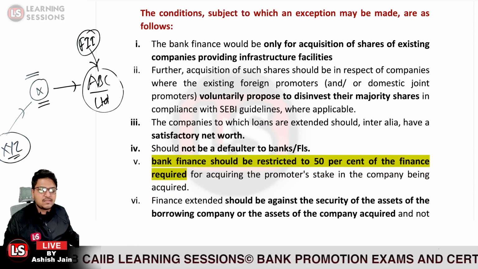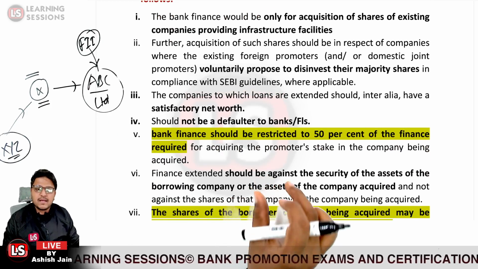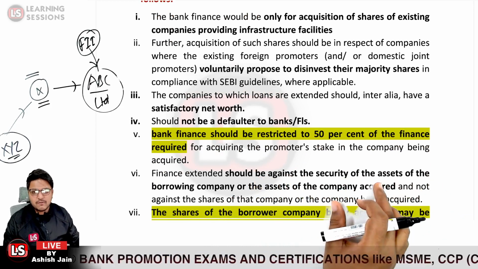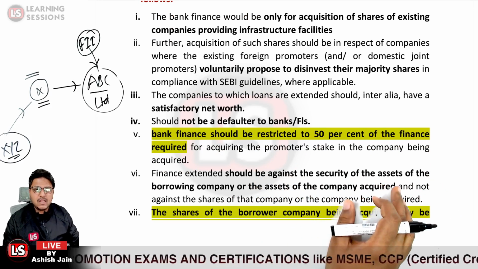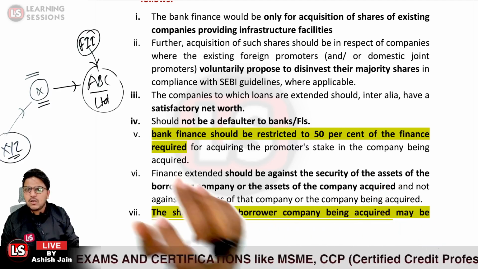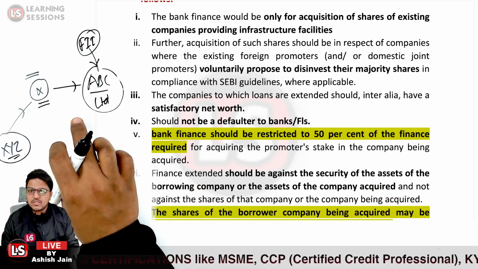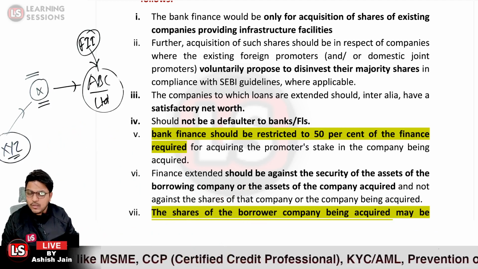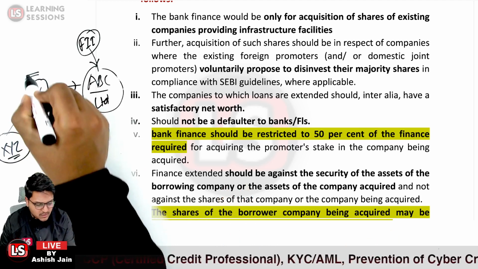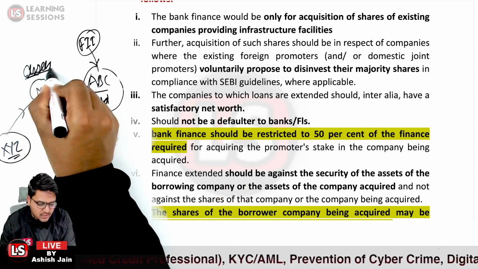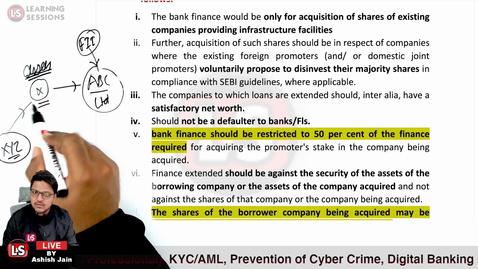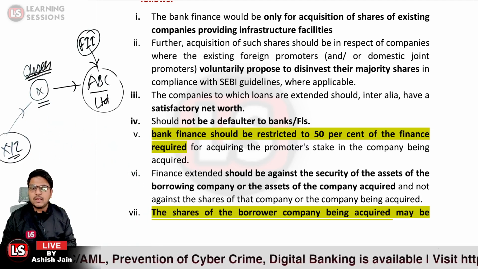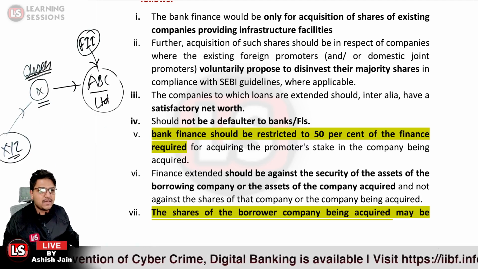And the sixth one, it says that the finance extended should be against the security of the assets. So whatsoever the finance is extended, it must be against the security of the assets. The shares so purchased by way of the finance should not be taken as a primary security. Those can be taken as a collateral security, but the primary security must be the assets of the company X, and the secondary security can be the shares of the company so acquired. Okay. So that is related to it.